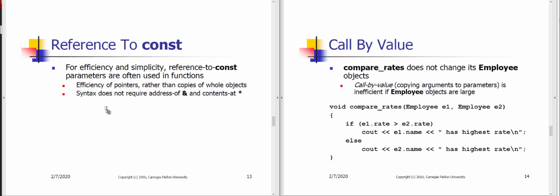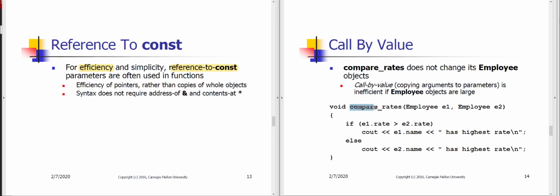Another use of references in C++ is for efficiency when you're passing large objects into functions. It's more efficient to pass a reference to const into the function rather than passing an entire copy of the object. Here on slide 14, we have the inefficient way of doing things.